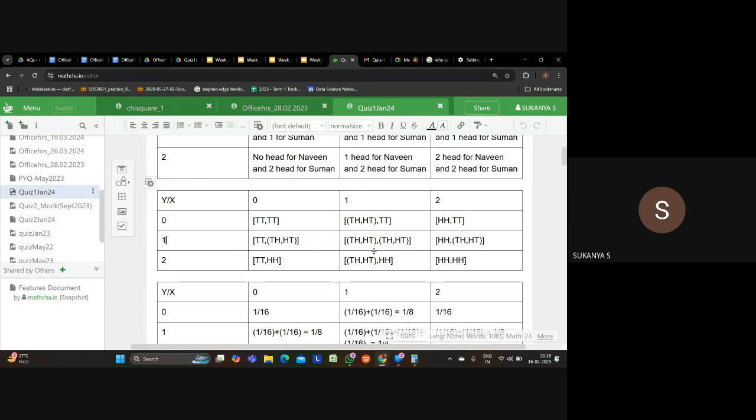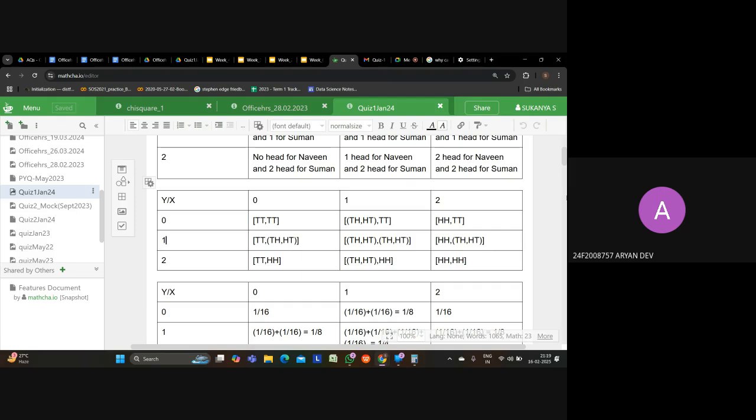And if we take another one, X is equal to 2 and Y is equal to 1. What does that mean? The first guy got both heads and the second guy got one head. So the outcome is head head for the first guy, and for the second guy it's tail head or head tail. So the possible outcomes are head head tail head and head head head tail. Any one of these will satisfy the combination 2, 1. Is it okay? You can fill it up like this, right?